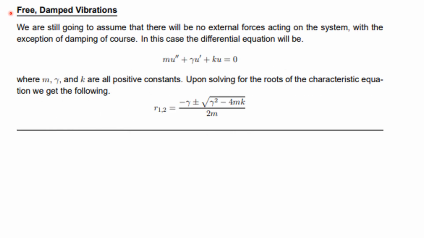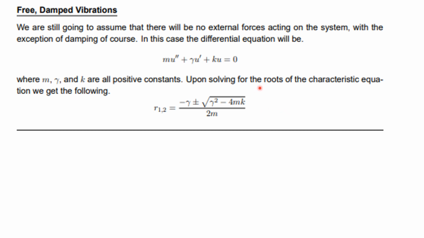We move next to free damped vibrations. We're still going to assume that there are no external forces acting on the system, with the exception of damping, of course. In this case, the differential equation, as we discussed, would be m u'' + gamma u' + k u = 0, where m, gamma, and k are all positive constants. m was the mass, gamma was the damping constant, and k was the spring constant.